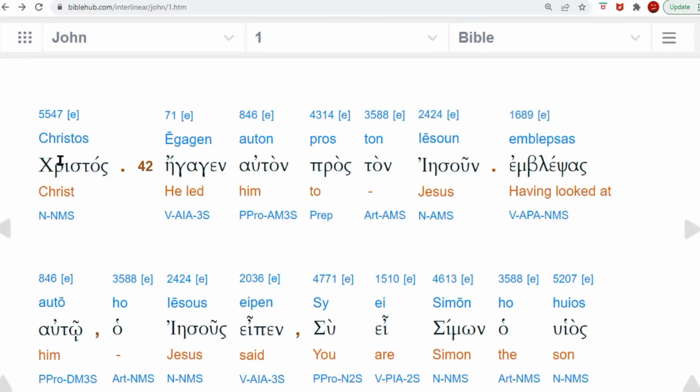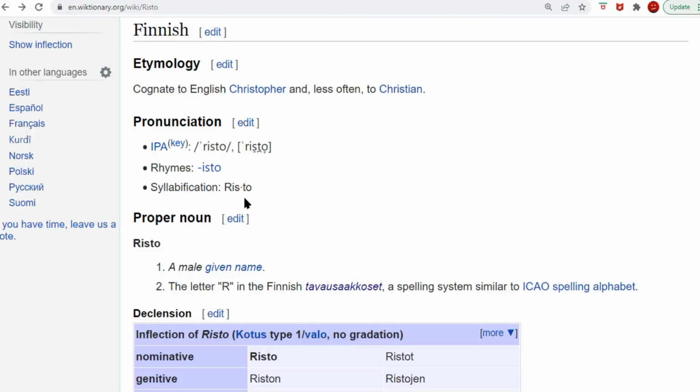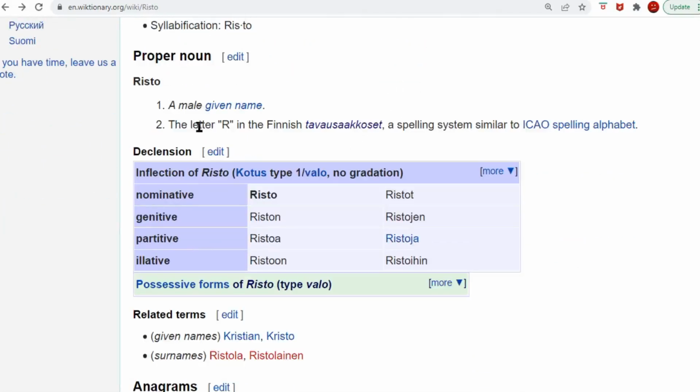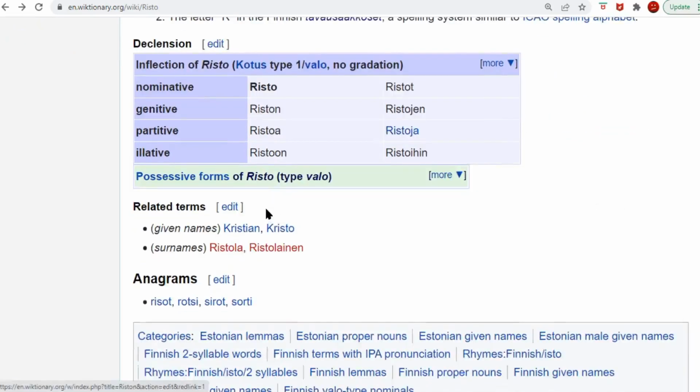Xristos. And so this word comes from an X and a Xristos. So this Risto is where your word Christian comes from. And it's the letter R is what it means. In the Finnish, I'm not going to try to say it, but it's the ICAO spelling alphabet, the Risto, and it just means the letter R.